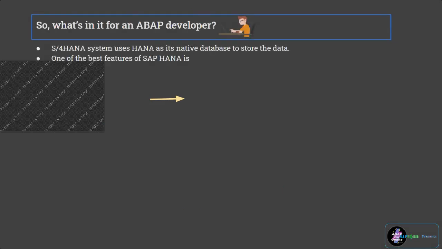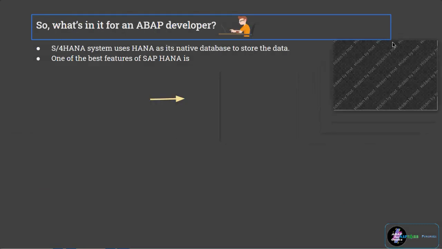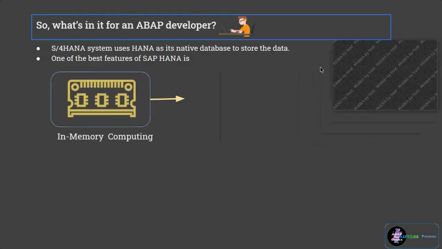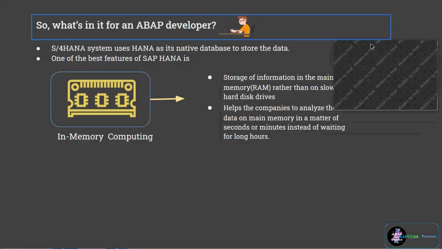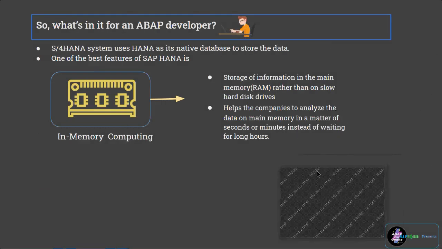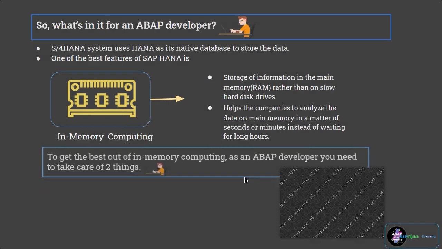So what's in it first? SAP HANA systems use HANA as the native database to store the data. One of the best features of SAP HANA is in-memory computing, so we already know this. It stores information in main memory rather than on slow hard disk, which helps companies analyze data in main memory in a matter of seconds or minutes instead of waiting for long hours.